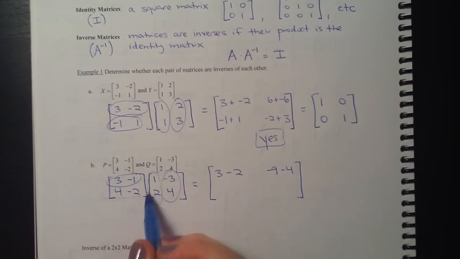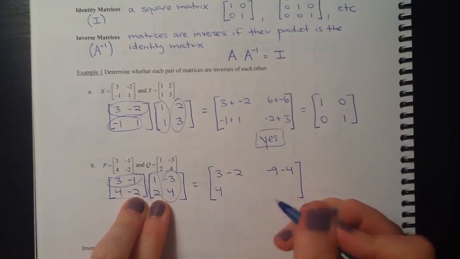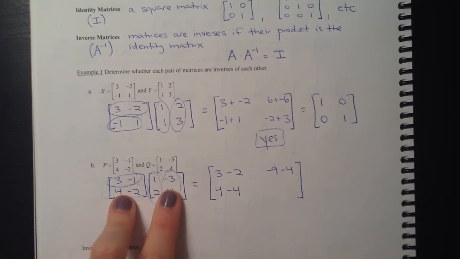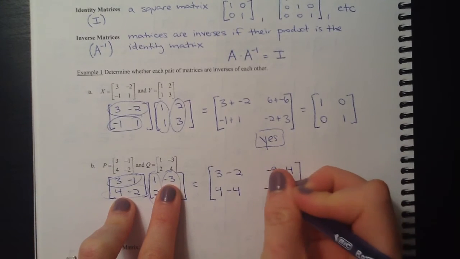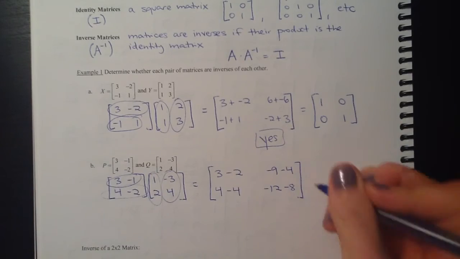Move down here, now I'm in the second row, back to the first column. 4 times 1 is 4. Negative 2 times positive 2 is negative 4. And finally, second row, second column. 4 times negative 3 is negative 12. And negative 2 times 4 is negative 8.